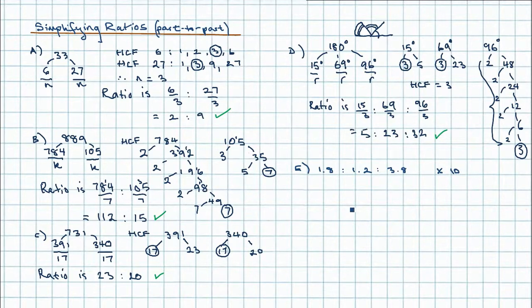Then I've got 1.8 times 10 is going to give me 18. 1.2 times 10 is going to give me 12. And 3.8 times 10 is going to give me 38. So you can see you've got the same digits here, but all we've done is remove the decimal point effectively by scaling up by 10, giving us an 18 to 12 to 38 ratio. Okay, and now we just proceed as we did before.